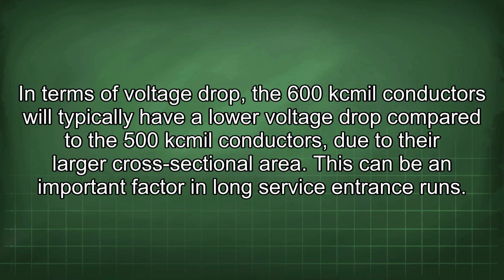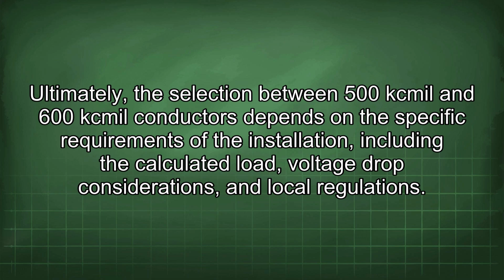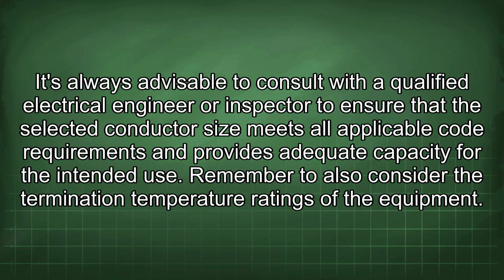In terms of voltage drop, the 600 kcmil conductors will typically have a lower voltage drop compared to the 500 kcmil conductors due to the larger cross-sectional area. This can be an important factor in long service entrance runs. Ultimately, the selection between 500 kcmil and 600 kcmil conductors depends on the specific requirements of the installation, including the calculated load, voltage drop considerations, and local regulations. It's always advisable to consult with a qualified electrical engineer or inspector to ensure that the selected conductor size meets all applicable code requirements and provides adequate capacity for the intended use.